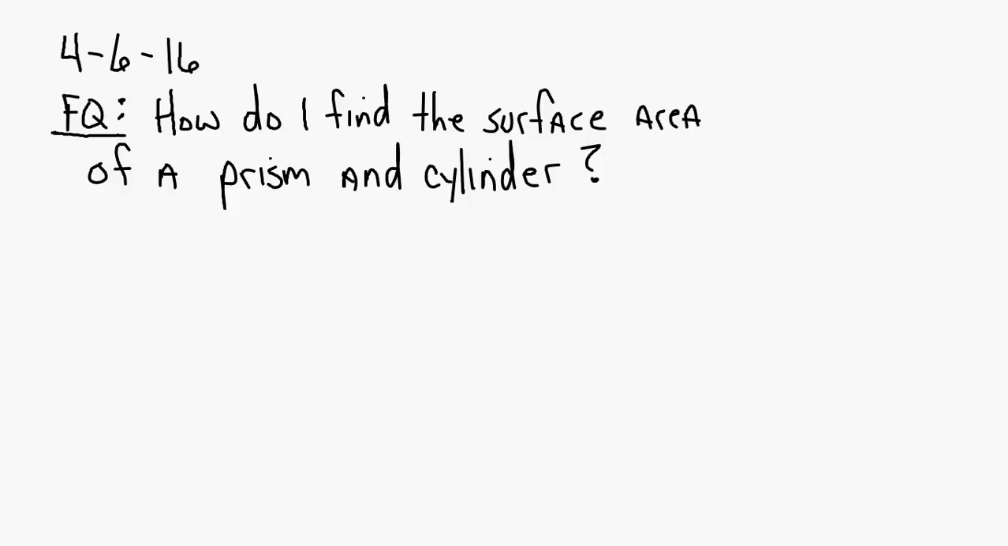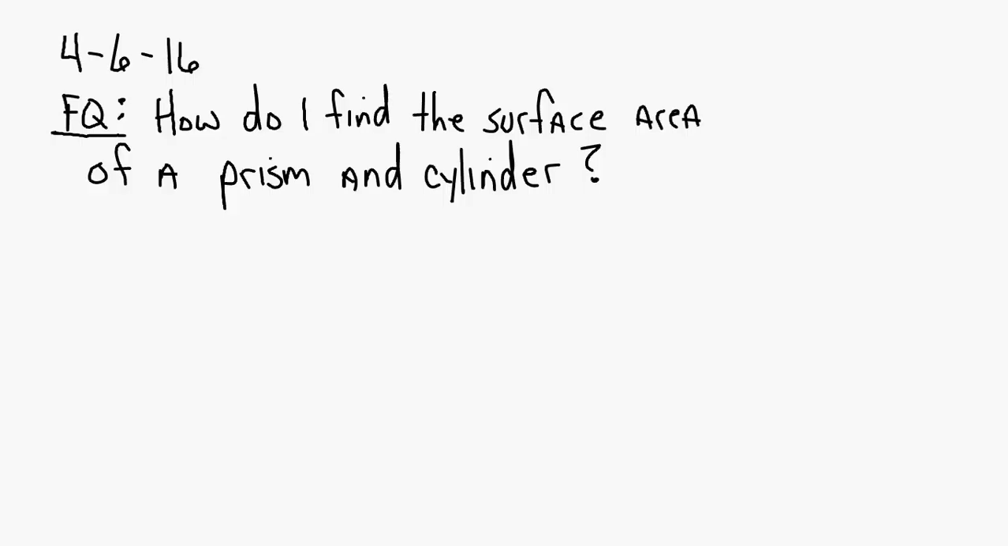How do I find the surface area of a prism and cylinder? Yesterday we worked on lateral area of a prism. Did we talk about the classroom as an example of a prism? Yeah. And we were finding the area of the walls, right? And the shortcut for that was to find the perimeter of the base and multiply it times the height. Agreed? And that gave us the lateral area.